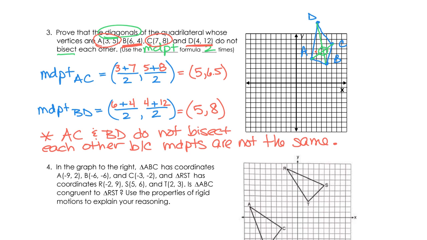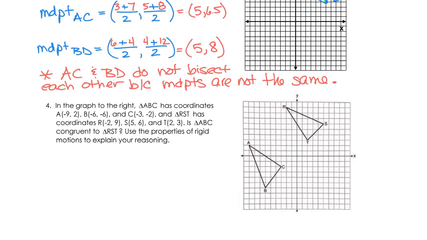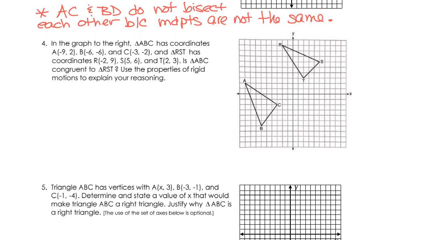Okay, so if they did ask us to prove or show that they bisect each other, we would have to show that the midpoints do come out to the same, and then they would. Okay. All right, guys, number 4.